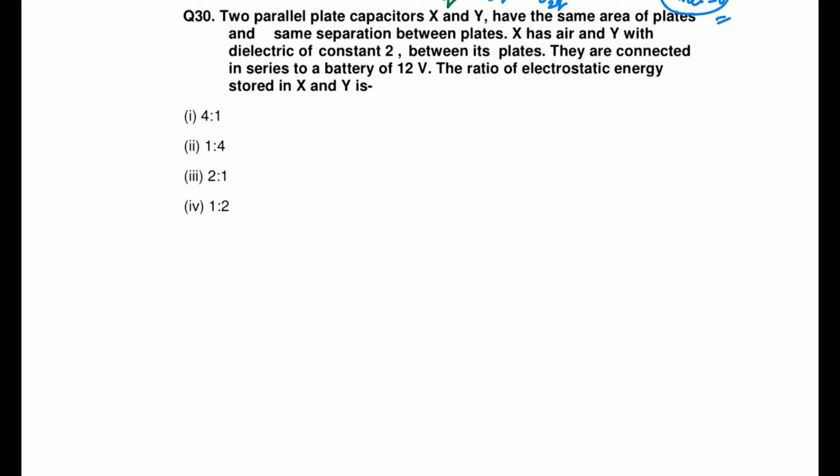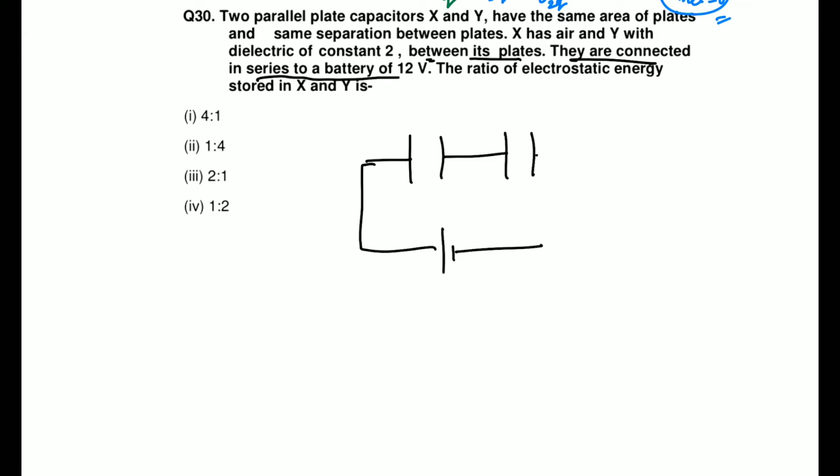So we have two capacitors, right? Two parallel plate capacitors X and Y have the same area of the plates and the same separation between the plates. So you have two capacitors, and they are connected in series to a battery of 12 volt. So this is actually a cell, let me just make it a battery. This battery is of 12 volt, right?